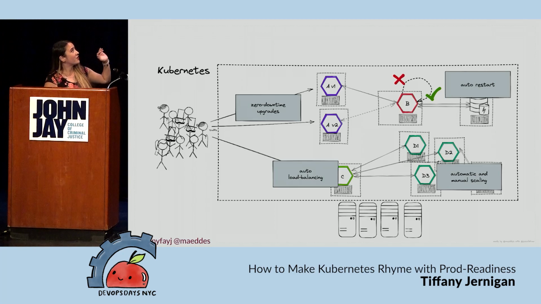For instance, if you're upgrading from one version of your application to another, you can do rolling updates and not have to worry about downtime. There is also automatic load balancing: if you have 3 different copies of your application and you have a service, it will automatically load balance between them.